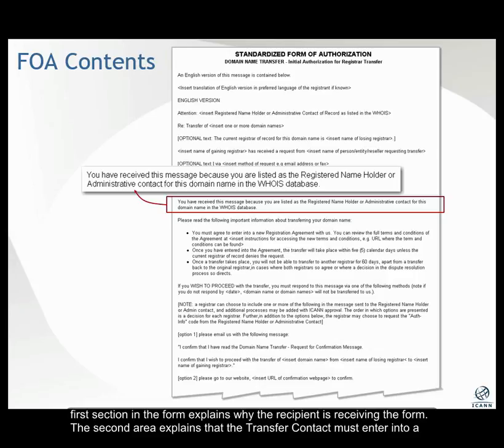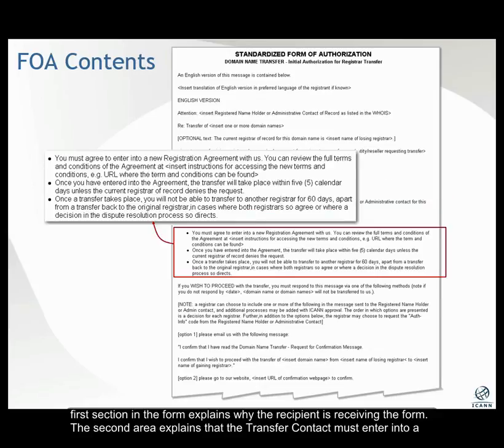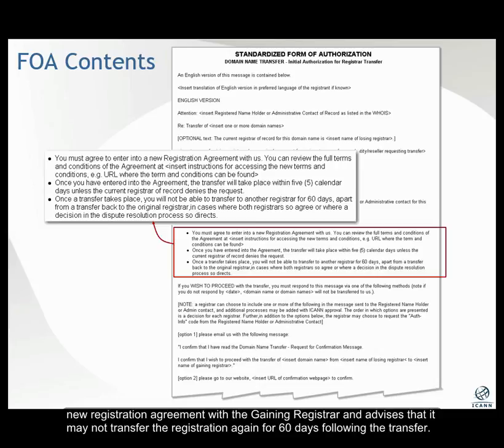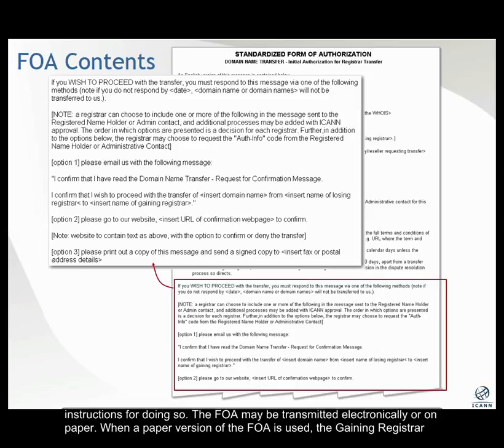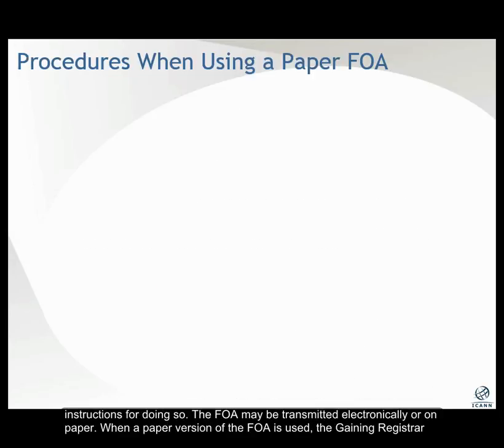The first section in the form explains why the recipient is receiving the form. The second area explains that the transfer contact must enter into a new registration agreement with the gaining registrar and advises that it may not transfer the registration again for 60 days following the transfer. The third area informs the transfer contact that it must affirmatively confirm the FOA in order to complete the transfer and provides instructions for doing so. The FOA may be transmitted electronically or on paper.